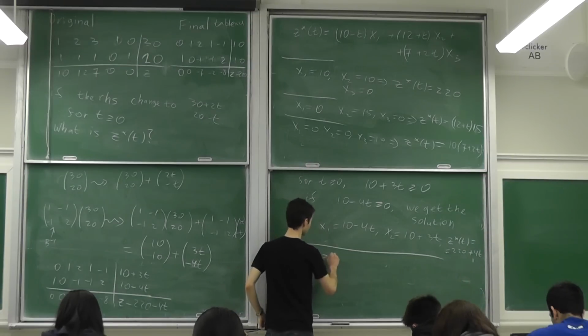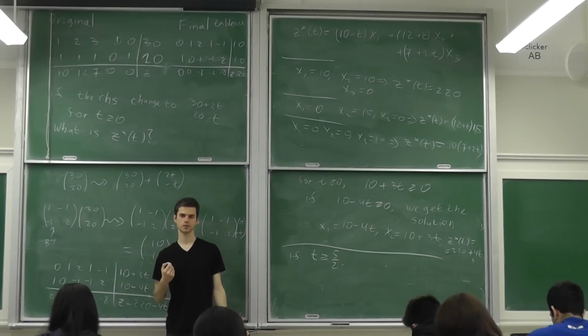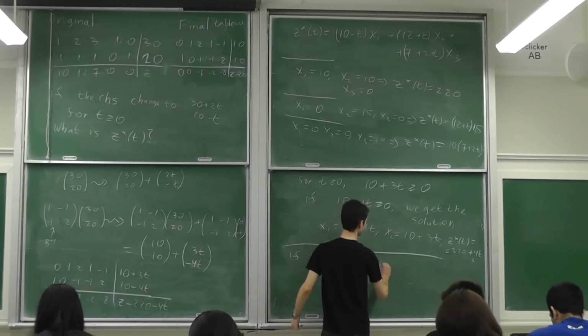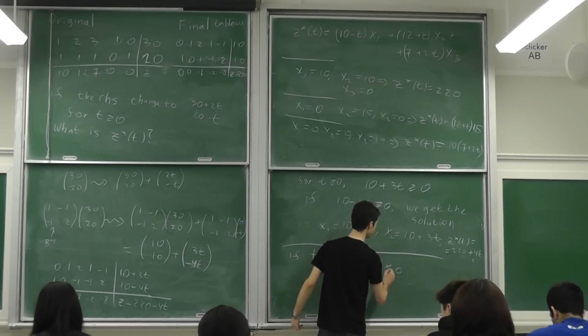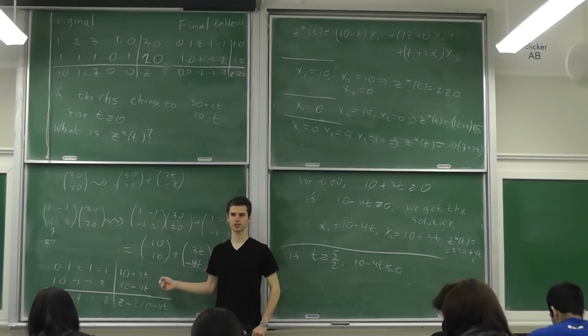But if t is greater than 5 halves, well, this number will be negative. 10 minus 4t will be negative. Our solution will not be feasible. So what should we do?